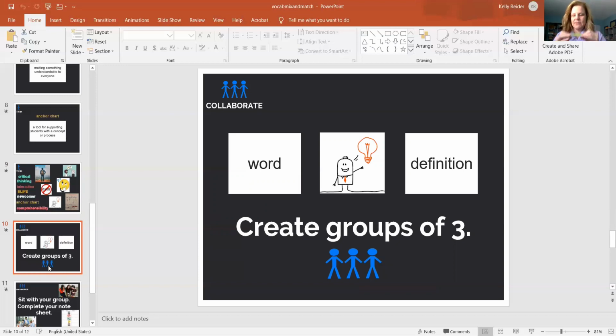And I have in my hand cards with words. You could color code them, like the word cards could be green, the definition cards could be blue, whatever you want to do, depending on your creativity. You have cards with a picture, and you have cards with the definition. I'm going to hand everyone a card, and you are going to get up and move and walk around, and you're going to find your group of 3. You have to have the word, the picture, and the definition that go together.